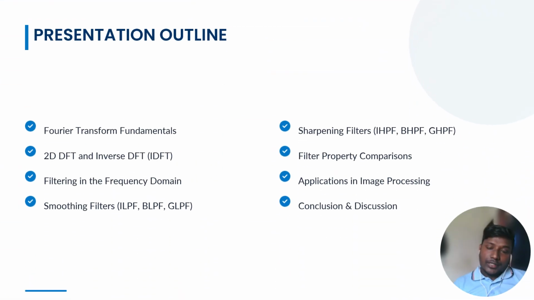Our discussion today is structured into 10 main sections, covering everything from the fundamentals of Fourier transform to the workflow of 2D DFT, and both smoothing and sharpening filters like Ideal, Butterworth, and Gaussian models. Since we have quite a large number of topics to cover today, I will try to keep my explanation precise and straight to the point so that we can grasp the core concepts effectively. Let's start our presentation.